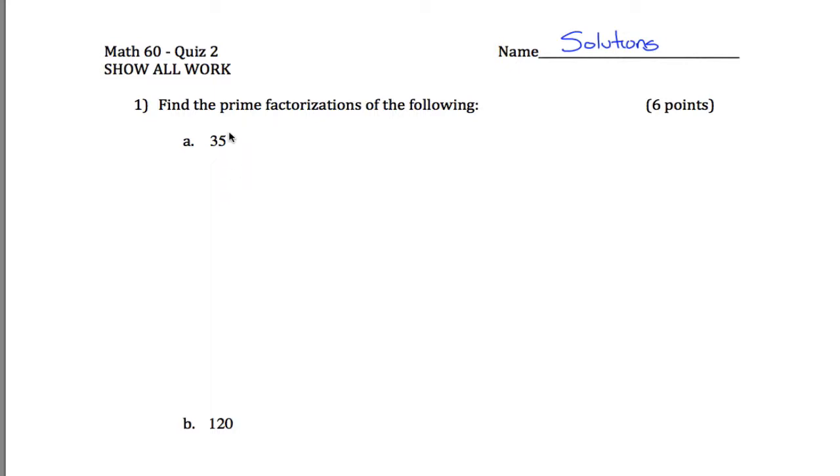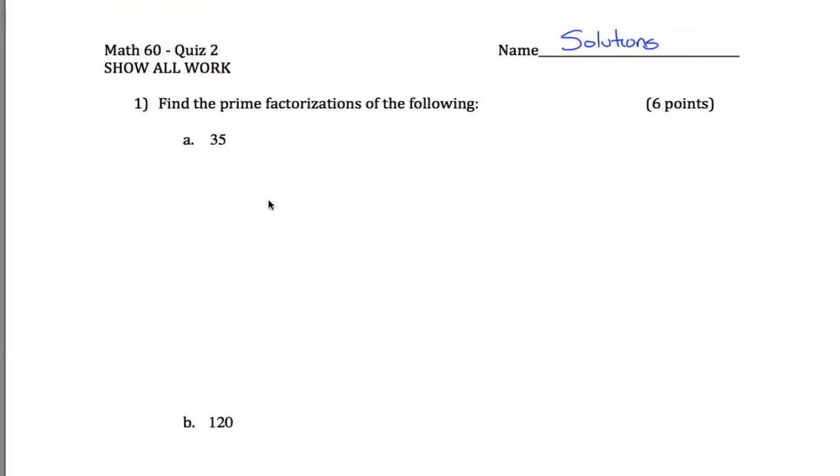Here are quiz solutions for quiz 2 for Math 60. In the first problem, we're given three different numbers and asked to find each of their prime factorizations. So the basic idea here is you can create these factor trees.